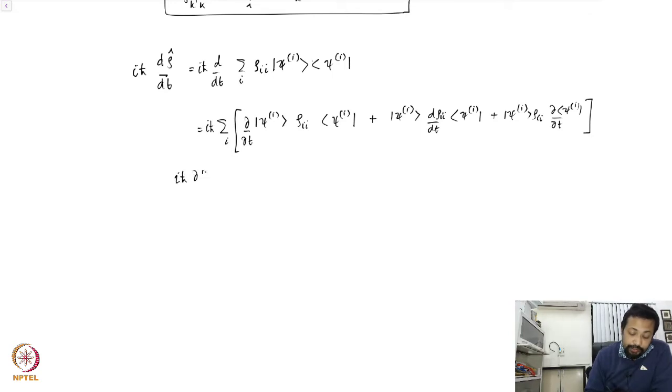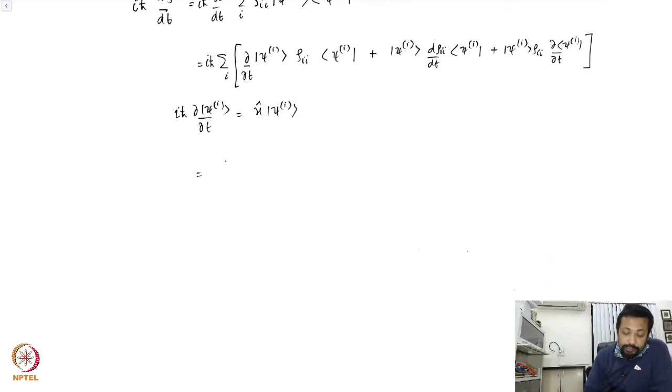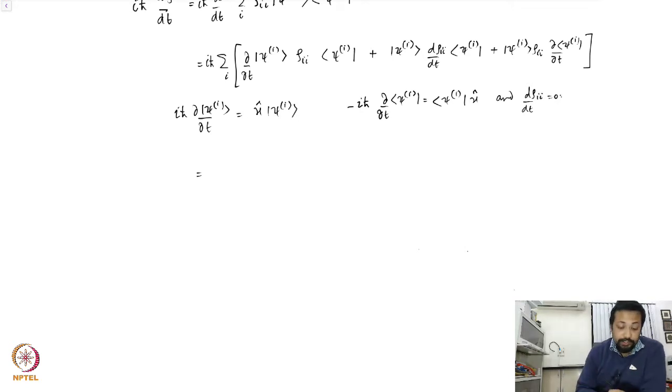iħ ∂ψ_i/∂t = Hψ_i. So this is in fact an eigenstate of the Hamiltonian, and if such is the case, then we also know that −H ∂ψ_i/∂t = ψ_i times ħ, and this quantity is 0, right?